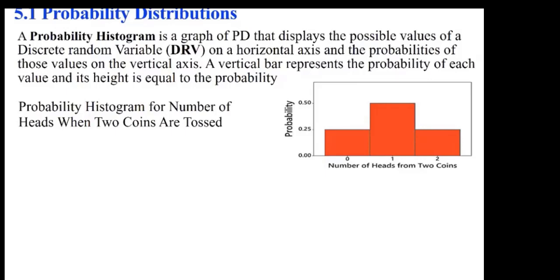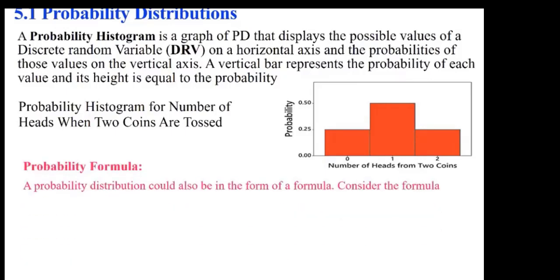With that being the case, a probability distribution could also be in the form of a formula. For example, if this one is given, P of x is 1 over 2 times (2 minus x) factorial times x factorial. So that's the formula. And for x equals 0, 1, or 2, that means it works for those three numbers. You're going to replace the x with 0, come up with the answer; 1, come up with the answer; 2, come up with the answer.